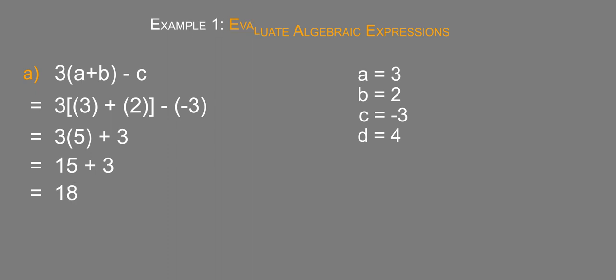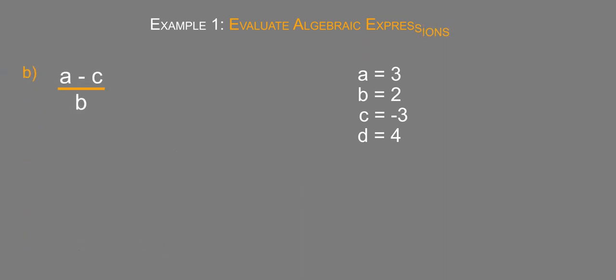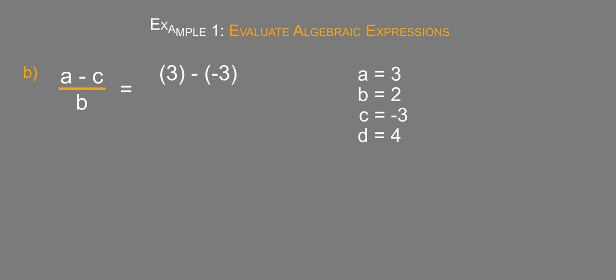So again, the process of simplifying is exactly the same as it was in the past. The first step is we have to substitute the values that were given for each variable. Part B, a minus c over b, or divided by b. So we'll substitute 3 minus negative 3 divided by b is 2. So that equals 3 plus 3 divided by 2, which equals 6 divided by 2, which equals 3.